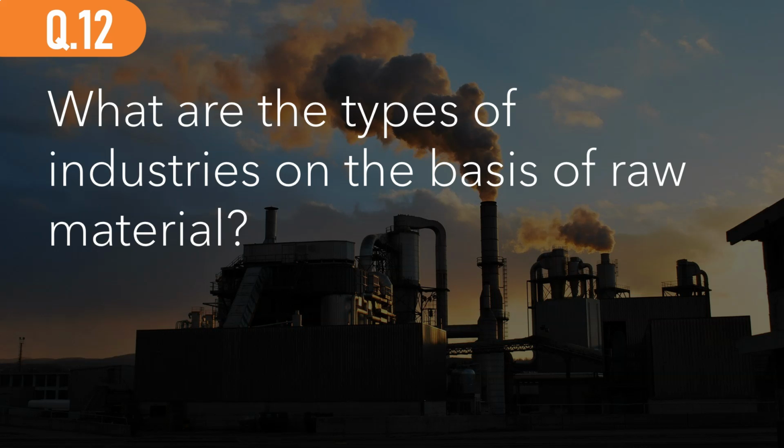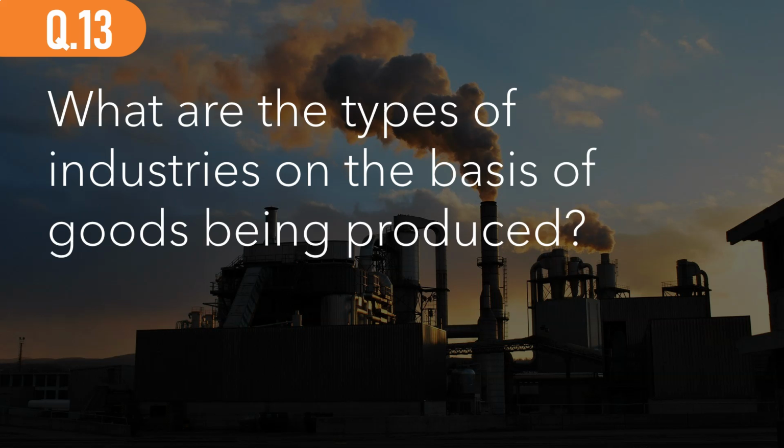What are the types of industries on the basis of raw material? So we have agro-based industries and mineral-based industries. In agro-based industries, the raw material is produced agriculturally. So food processing, sugarcane industry, cotton industry, textiles industries, all of these are agro-based industries. And in mineral industries, the raw materials are derived from under the earth. So iron and steel plants, aluminum smelting, all of these are mineral-based industries.